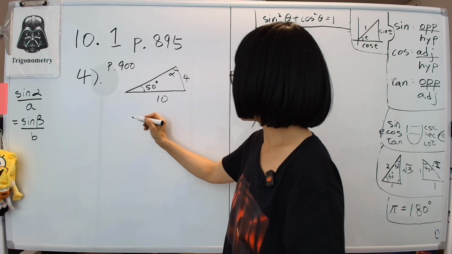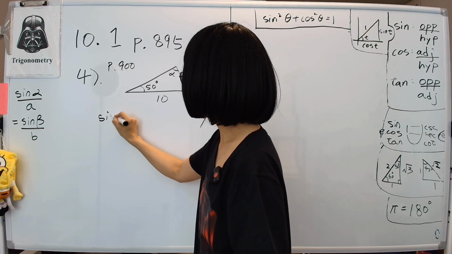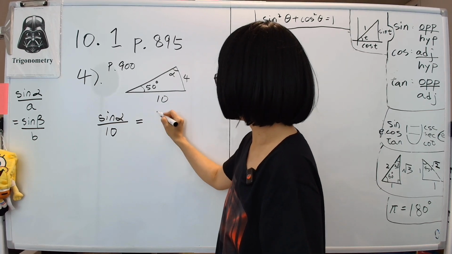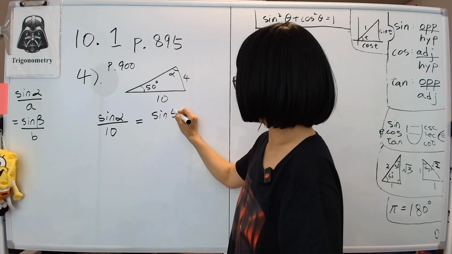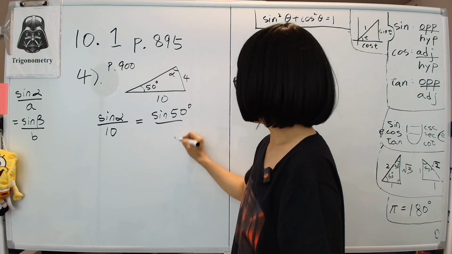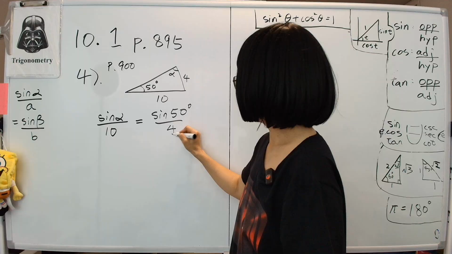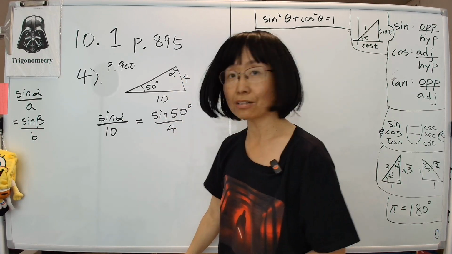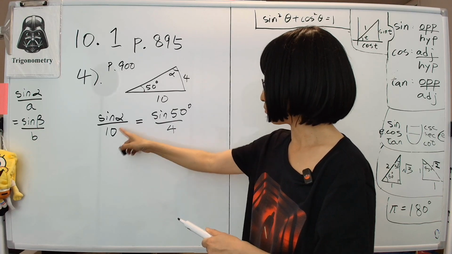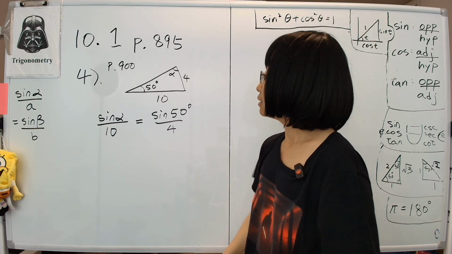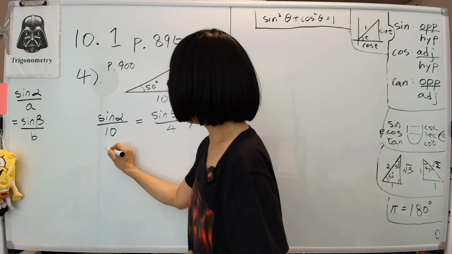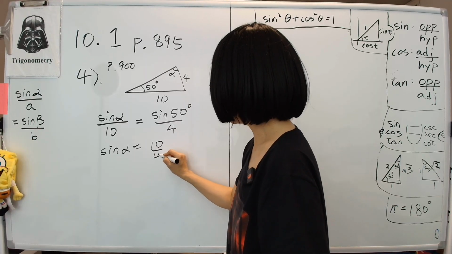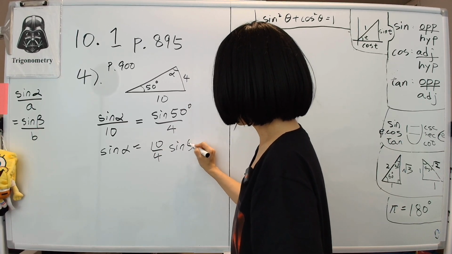So by the law of sine, sine of alpha divided by its side, which is 10, has to be equal to sine of 50 divided by its side, which is 4. Okay, so the law of sine says each angle can be divided by its corresponding side, and that should be the same for all 3 angles. So to do that, sine alpha then equals 10 over 4 times sine of 50, and let's figure out what that is.